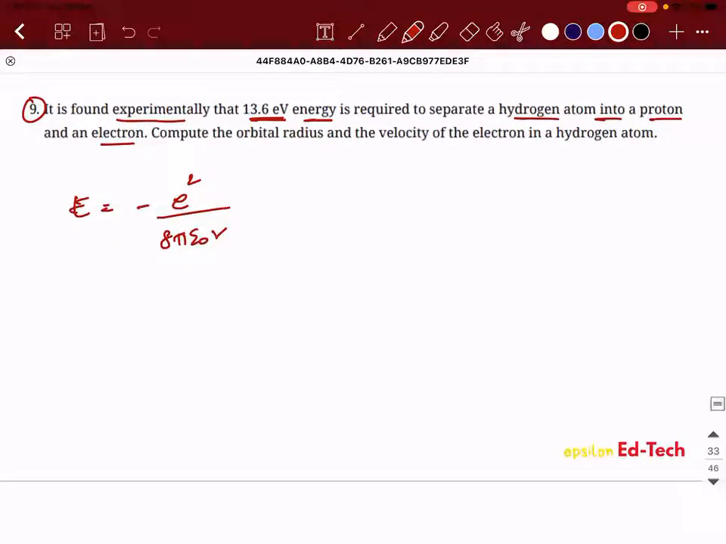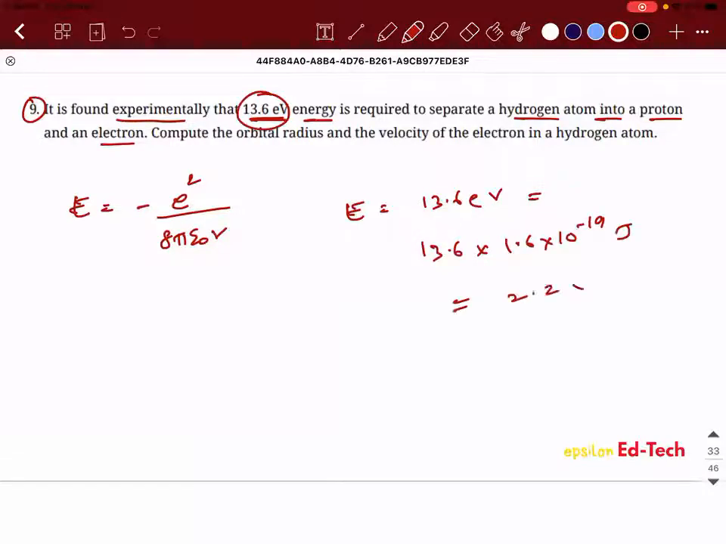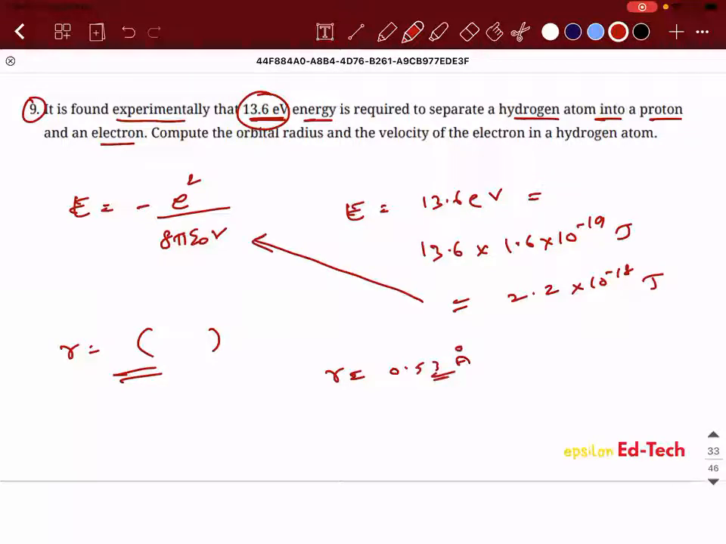But what is the energy of the electron? They have given it, no? 13.6 electron volt, and 1 electron volt is 1.6 into 10 power minus 19 joule. This will be 2.2 into 10 power minus 18 joule. Okay, 2.2 into 10 power minus 18 joule is going to be the energy. So if you substitute everything here, you will get the value of r. You know the orbital radius, right? It is 0.53 angstrom. That is what you're going to get. But they're asking you to calculate it indirectly.